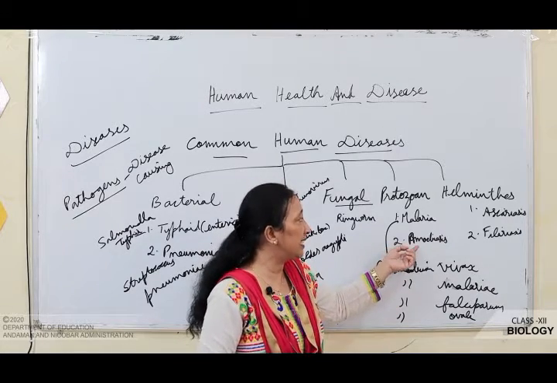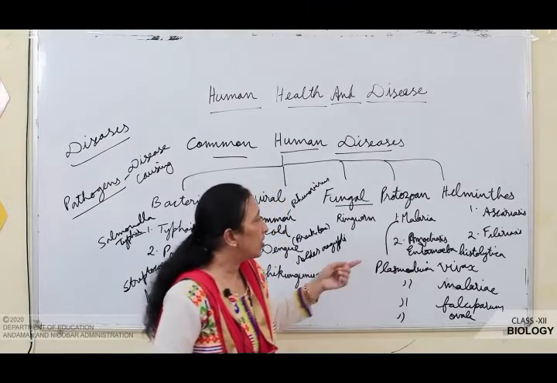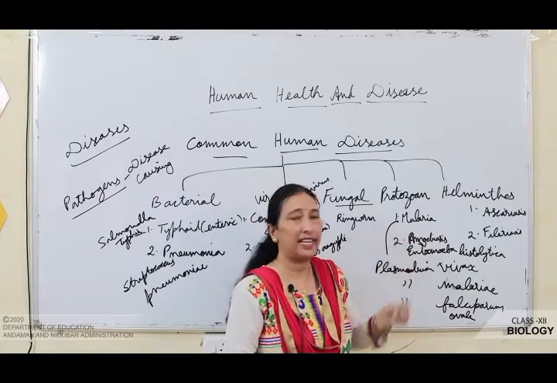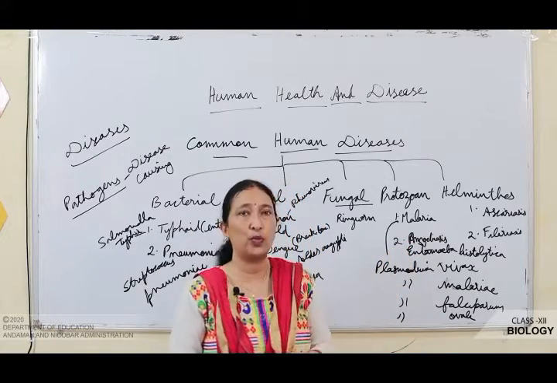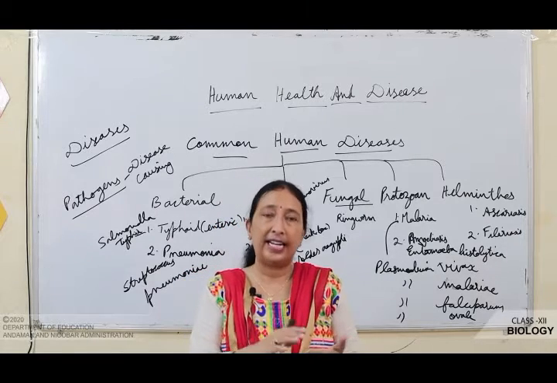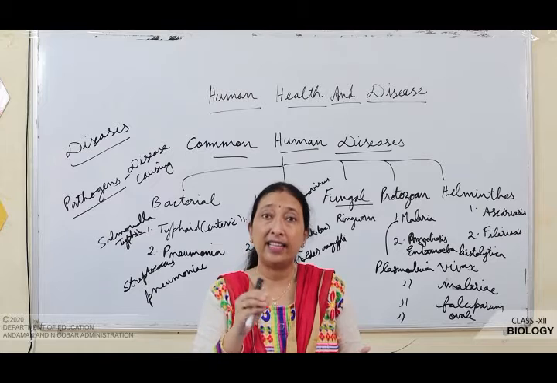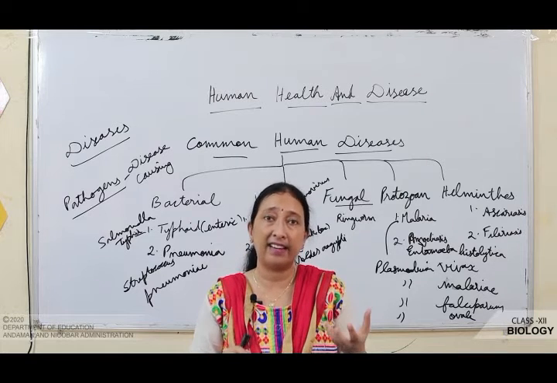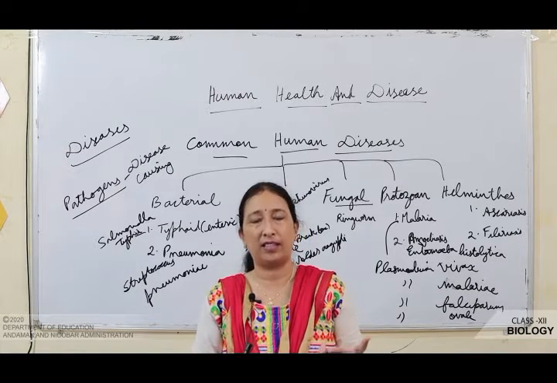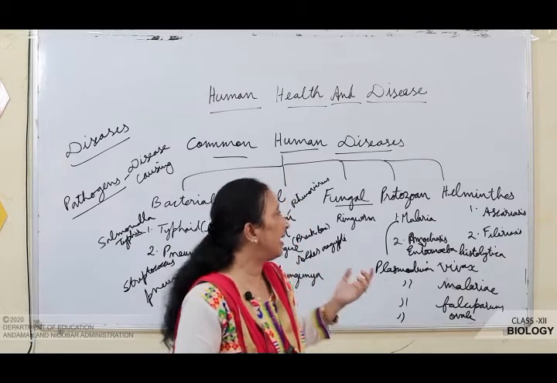The disease is Amoebiasis. The causative agent for Amoebiasis is Entamoeba histolytica. It is a protozoan. And how is it caused? It is spread by houseflies, which means the carrier is Musca domestica, that is the housefly. They are the carriers for it.